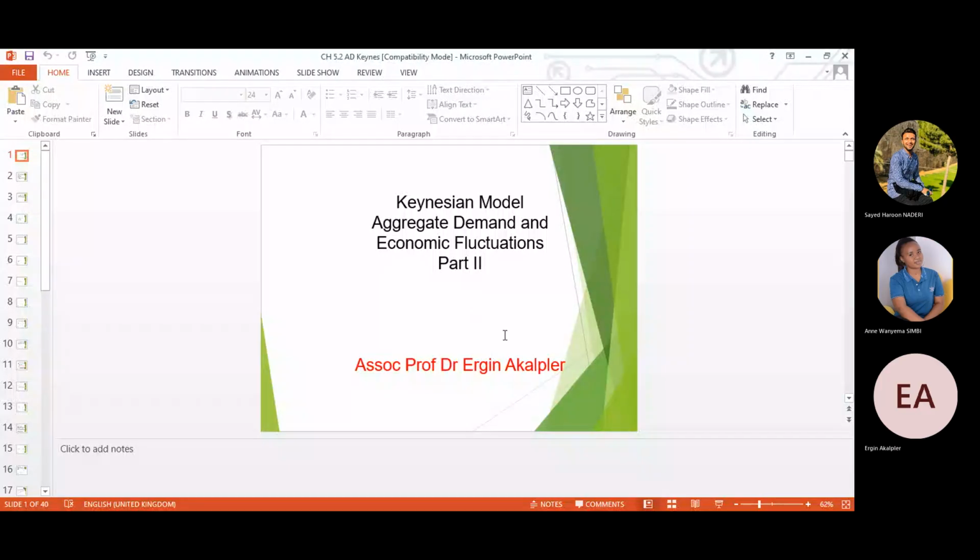I'm going to present you the Keynesian model. The application will be given to you. Are you able to see the slides? Yes, I'm able to see it. Okay, thank you, Said and Annie.